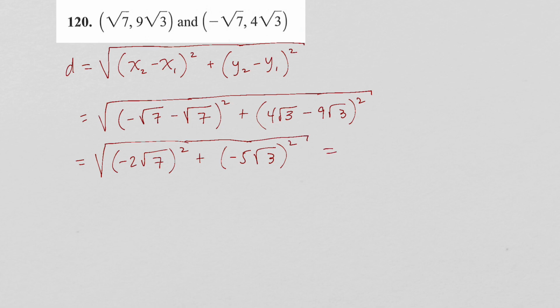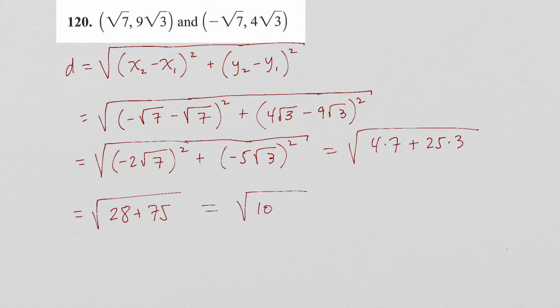So now when we square, this is all still in the square root. When we square this, we're going to square this, and that's a positive 4. We square that, and we get 7. When we square this, we get positive 25. When we square this, we get 3. So this is equal to the square root of 28 plus 75, which is the square root of 103. And that cannot be broken down any further, so that's our final answer.